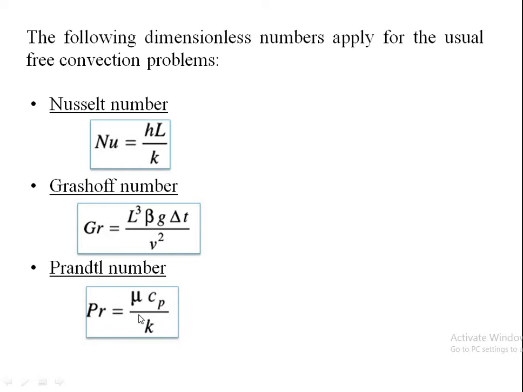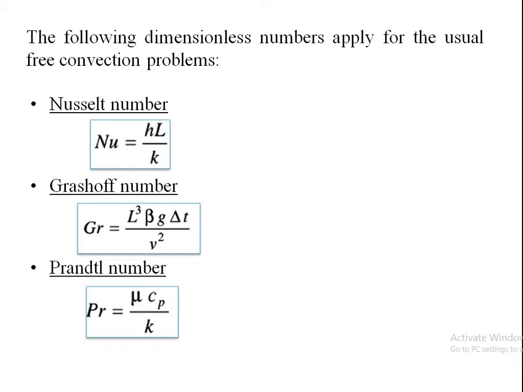So the Prandtl number is equal to mu Cp divided by K. It deals with the thermal boundary layer and the velocity boundary layer. Now, if the Prandtl number is equal to 1, then we can say that the thermal boundary layer line and the velocity boundary layer lines collapse on each other, so that the diffusion of heat is equal to the diffusion of momentum.